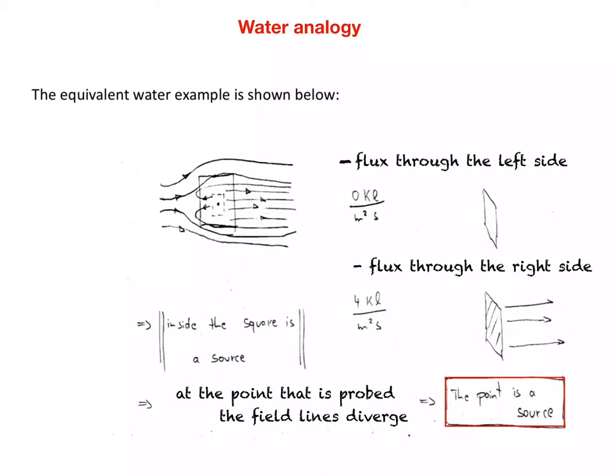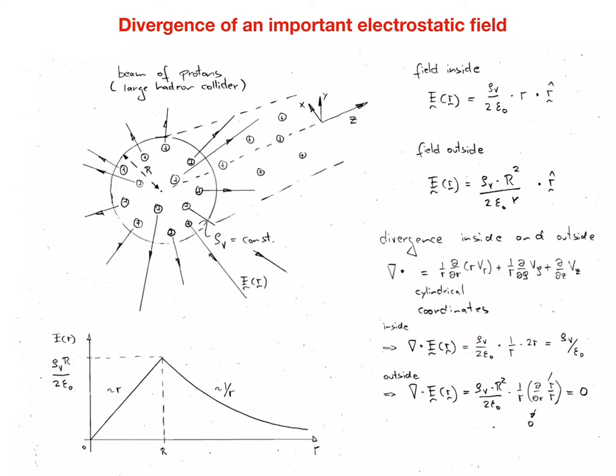Making the box infinitesimally small, the point at which this source exists may be identified. One may imagine a beam of electric charges, for example, a beam of protons, whereby the beam has a finite radius. Such a situation occurs, for example, in the Large Hadron Collider at CERN in Geneva. There, the protons are accelerated to close to the speed of light and to very high energies.